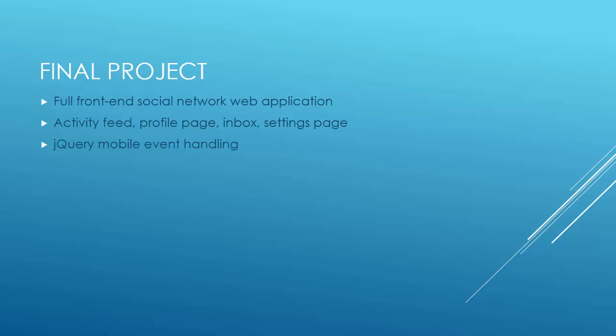So for the final project, what we're going to build is a full front-end social network. And what this means is normally in a web application, you would have a back-end where you save the data, right? And we're not going to go that far because that's outside the scope of this course, but we are going to design and develop a front end to the web application. The web application is going to include an activity feed, a profile page, an inbox page, and also settings. And we're also going to add some jQuery mobile event handling in there.